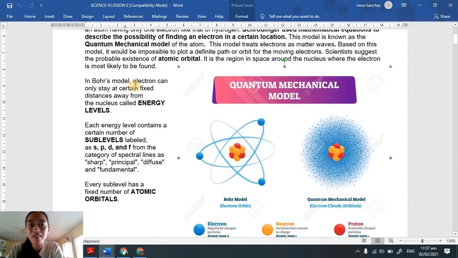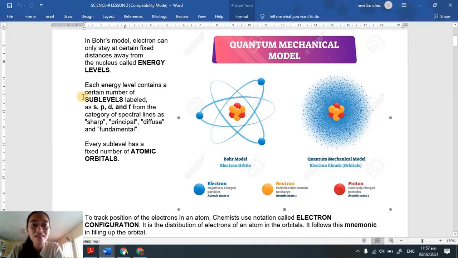And in Bohr's model, the electrons can only stay at a certain fixed distance away from the nucleus, those rings called energy levels. But in this new model, we have what we call sub-levels. So each energy level contains a certain number of sub-levels. Remember the ring? Inside that ring, there are still sub-levels. It's like when you go to the classroom, there are still seats.